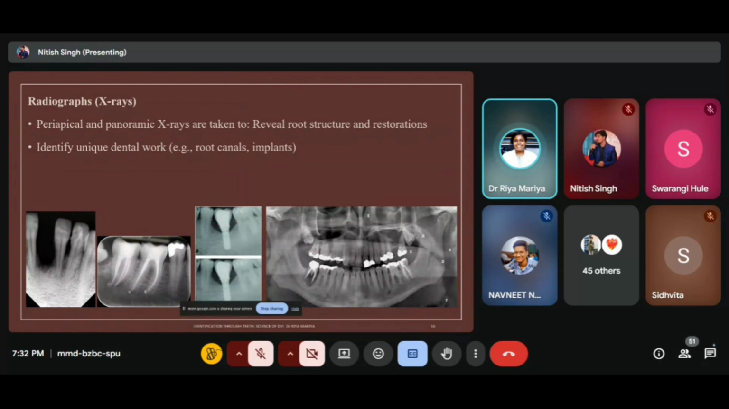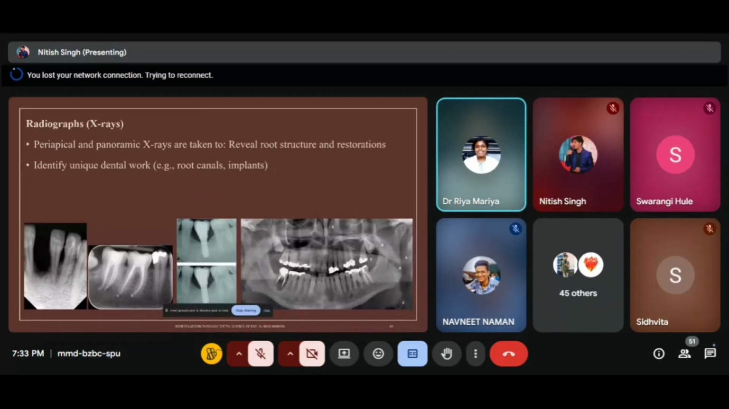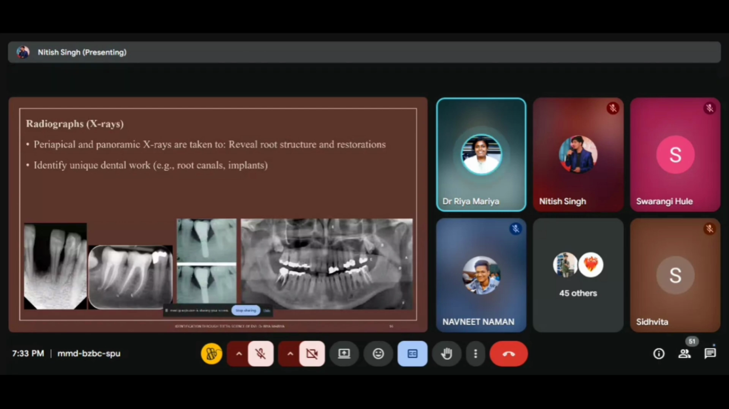Just by looking at the oral cavity, we are only able to see the structures, not what is inside the jawbone. If we have to analyze it, in the first X-ray, everyone can see as well as you can see the color.